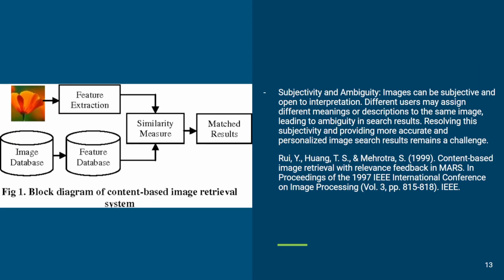And the next disadvantage is subjectivity and ambiguity. Images can be subjective and open to interpretation. Different users may assign different meanings or descriptions to the same image, leading to ambiguity in search results. Resolving this subjectivity and providing more accurate and personalized images is still a challenge. And it is mentioned in the content-based image retrieval with relevance feedback in MARS. This is the block diagram of a content-based image retrieval system.